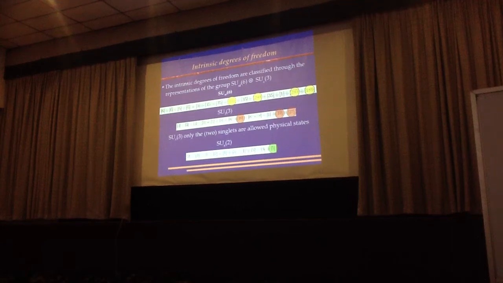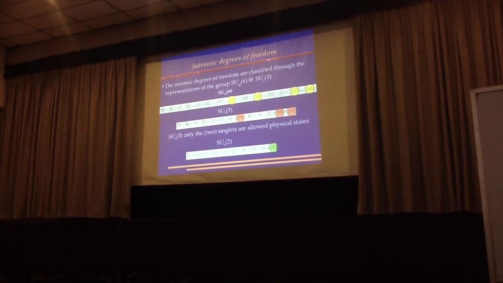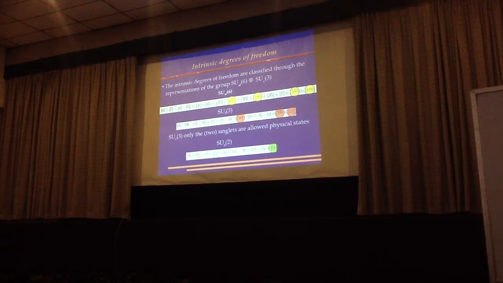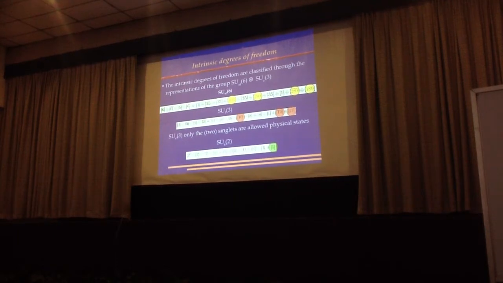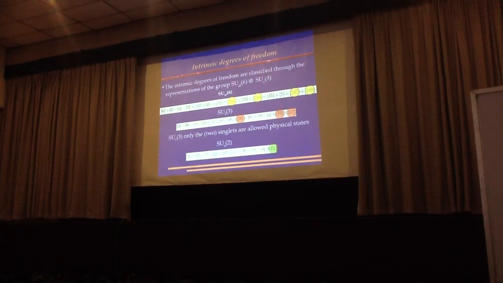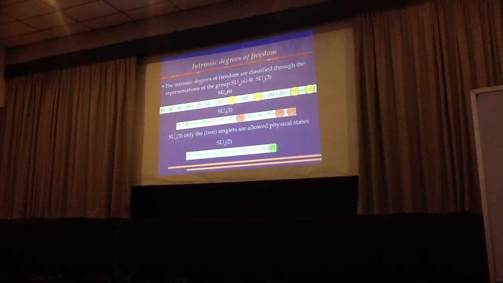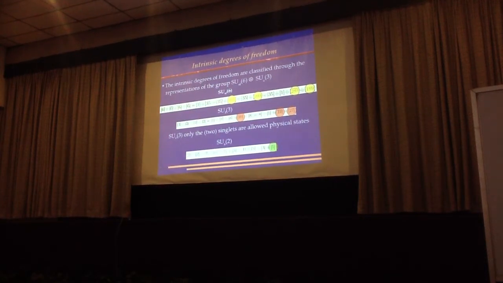Then we have the color. The algebra of color is the same as the algebra of flavor. However, only the singlets are allowed. And we note that there are two different singlets. Then finally we have the spin, and we note that the tetraquarks can also have spin equal to 2.